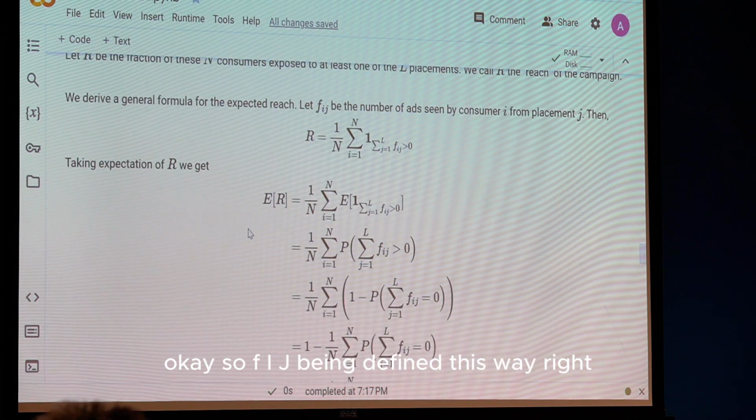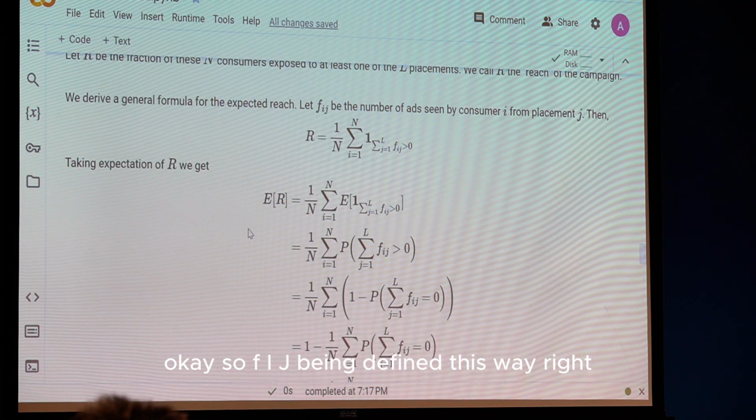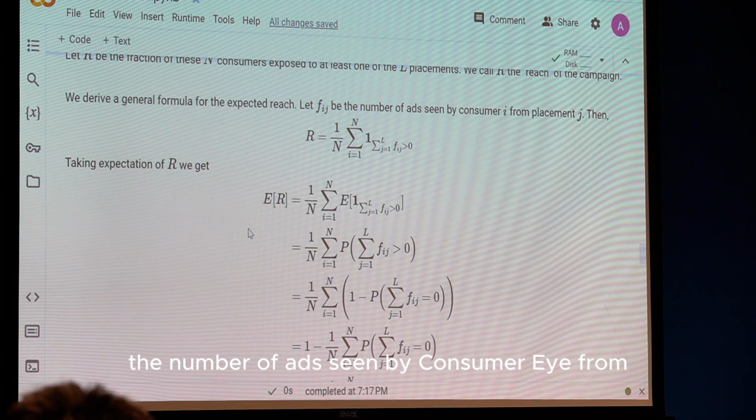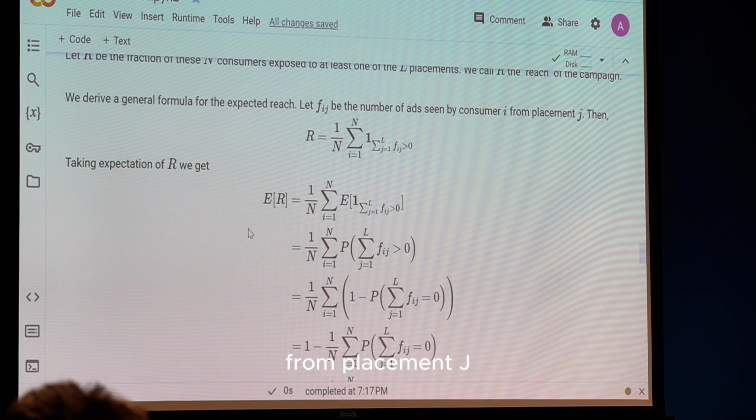Okay, so F_ij being defined this way: the number of ads seen by consumer i from placement j.